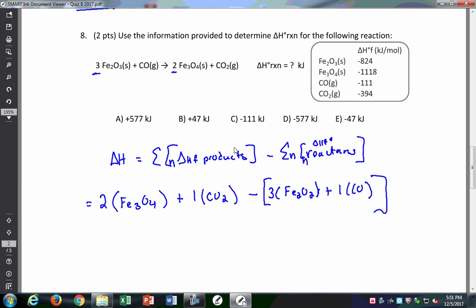So now I just fill this in from above. So my Fe3O4 is negative 1,118. And this is all kilojoules per mole. I'm not going to write the units because they're all in the same units. Plus my CO2. I like to put it in parentheses so I don't lose my sign. It's really easy to lose a negative sign here. So you got to be careful with your calculator. Minus 3 times my reactant Fe2O3.